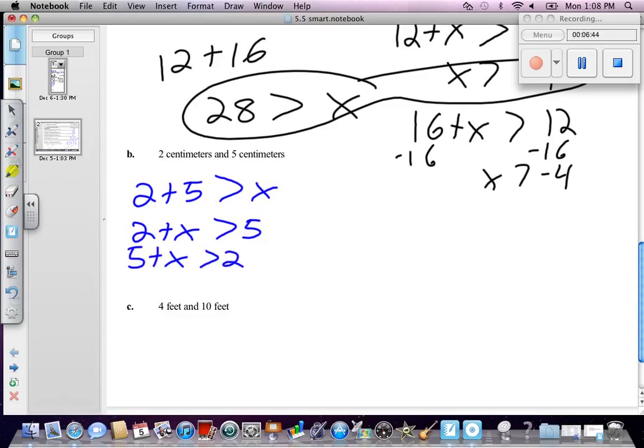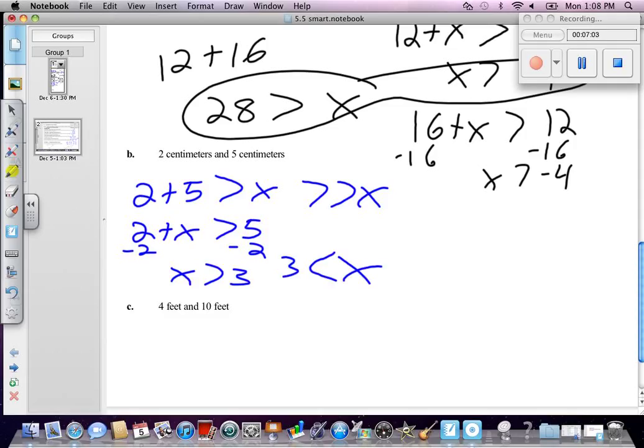Yes. Well, that's not a problem, right? We don't really have to do that last one, right? Because 5 is already bigger than 2. So we don't have to worry about that last one. 2 plus 5 is 7, so I know 7 has to be bigger than x. I subtract 2 from both sides, and x has to be bigger than 3. So x has to be greater than 3, but less than 7.